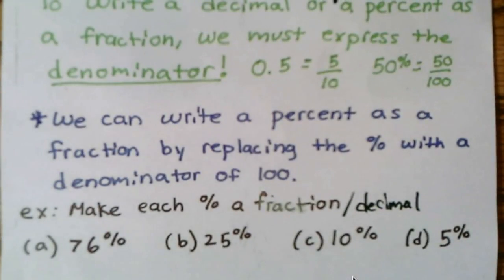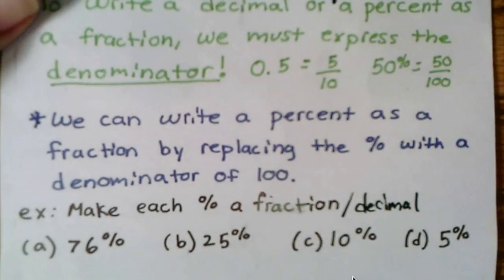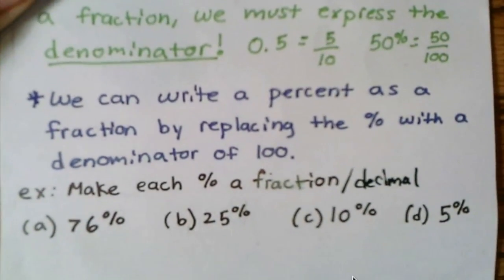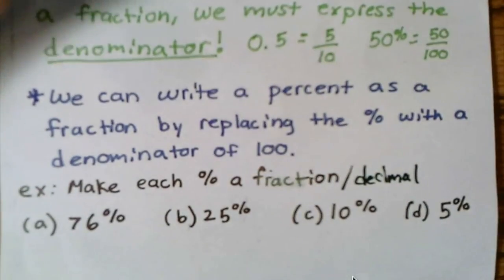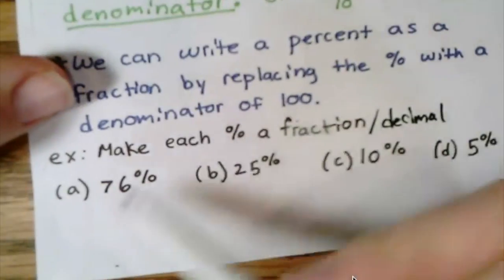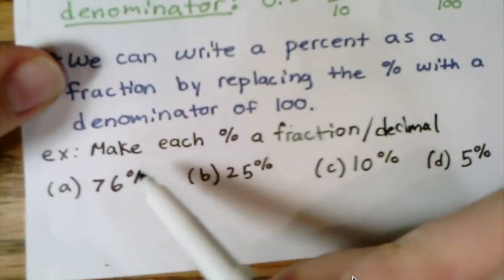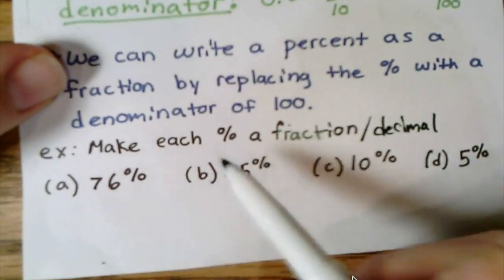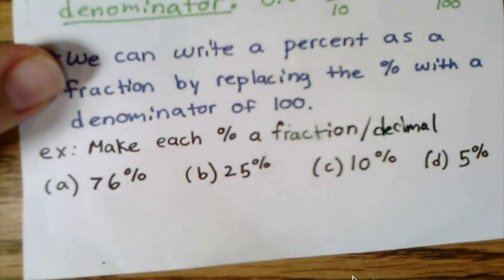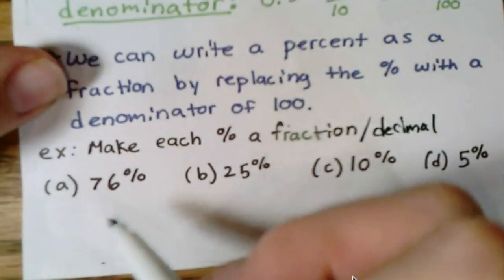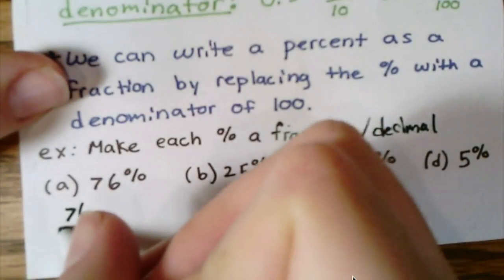So here's an example. I kept these really, really short for the examples. We're just going to have to practice in class. Again, there was too much variety to really cover them all in one type of lesson. So make each percent a fraction, and then I also threw in there a decimal. So let's do the first one together. Make 76% a fraction. Do you remember how to go from a percent to a fraction? Good, I just give it a denominator of 100.